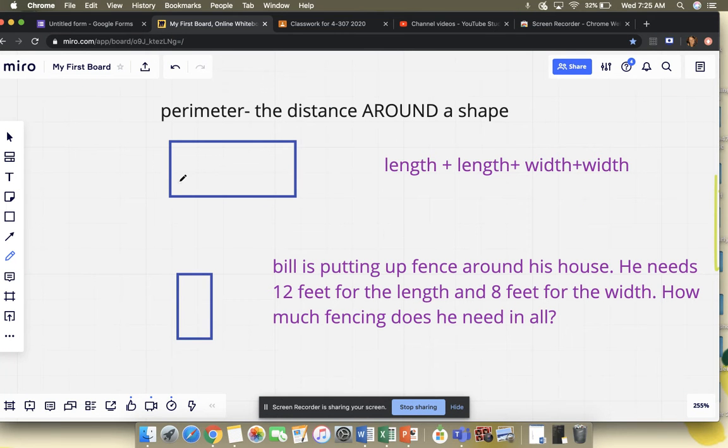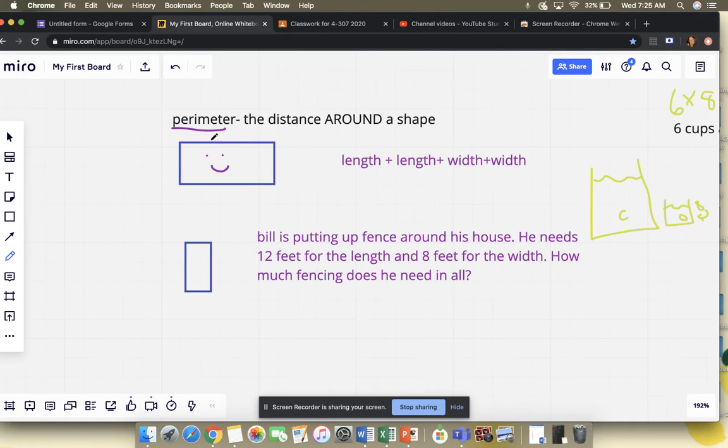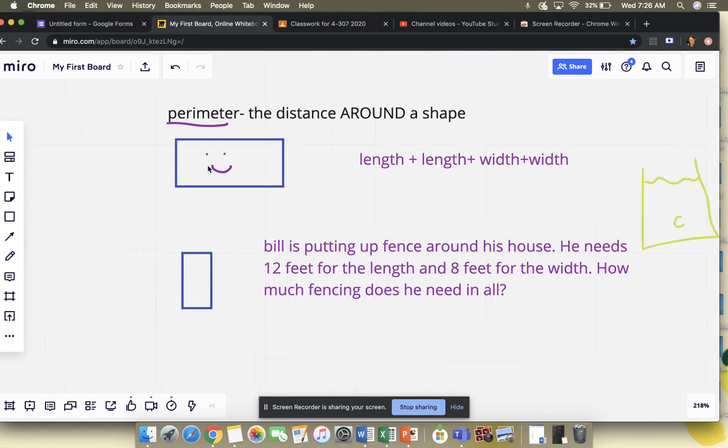All right, guys. So we're going to be working on perimeter. Now, what is perimeter? That's the distance around a shape. So if you were to walk on this line like this, and there was something in between these squares, let's say you had to walk around this smiley face. This is the perimeter that you're walking. You're walking on this line. You're not walking through the smiley face. You're walking around him. So it's the distance around a shape.